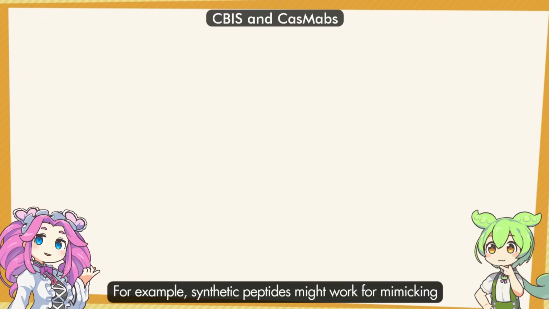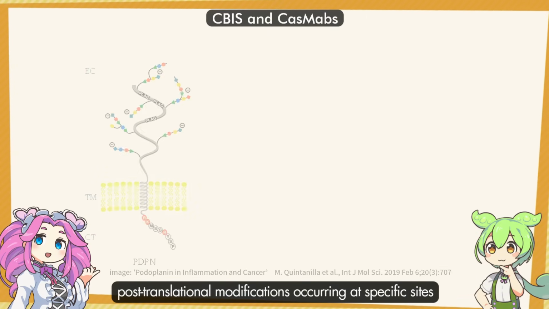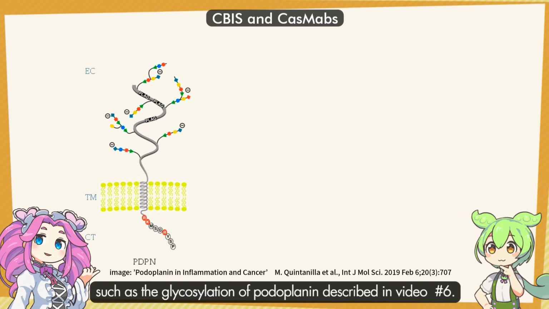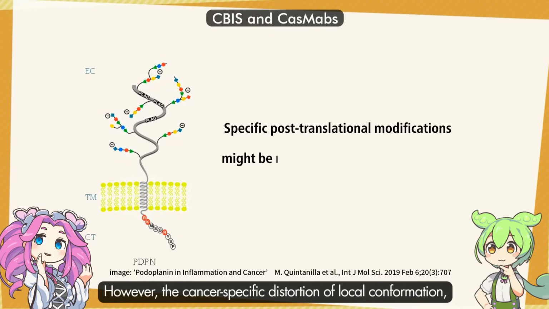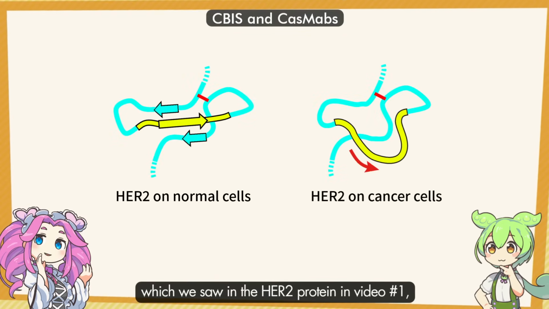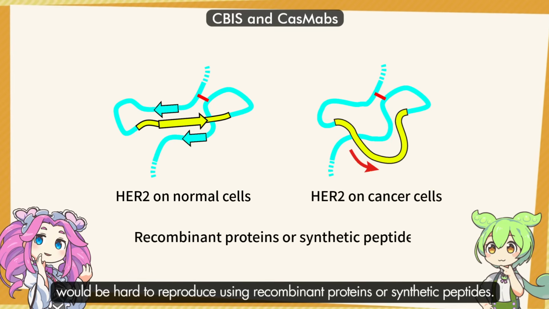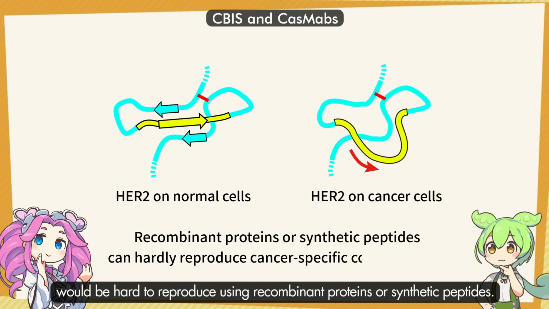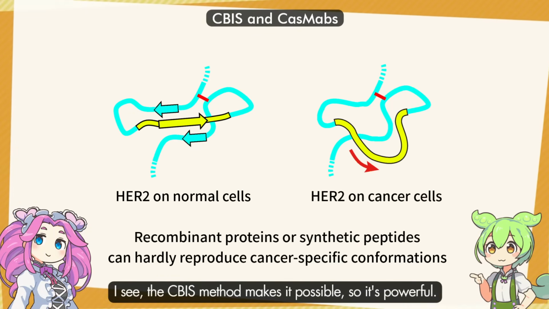For example, synthetic peptides might work for mimicking post-translational modifications occurring at specific sites, such as the glycosylation of Podoplanin, described in video number 6. However, the cancer-specific distortion of local conformation, which we saw in the HER2 protein in video number 1, would be hard to reproduce using recombinant proteins or synthetic peptides. I see, the CBIS method makes it possible, so it's powerful.